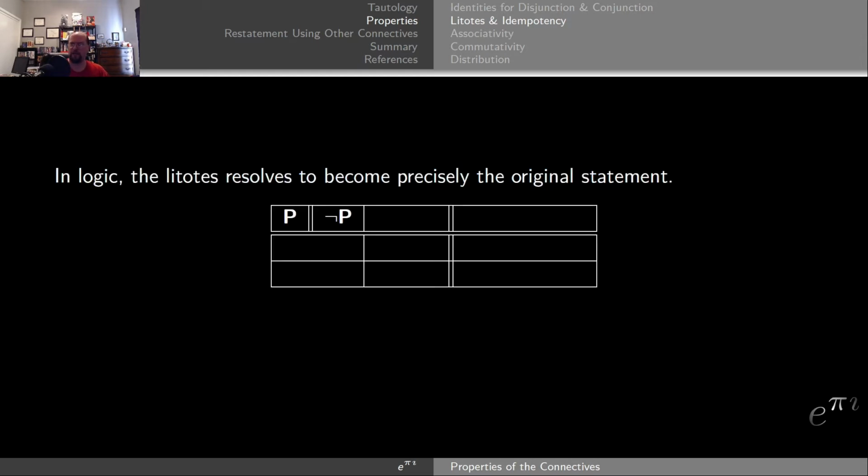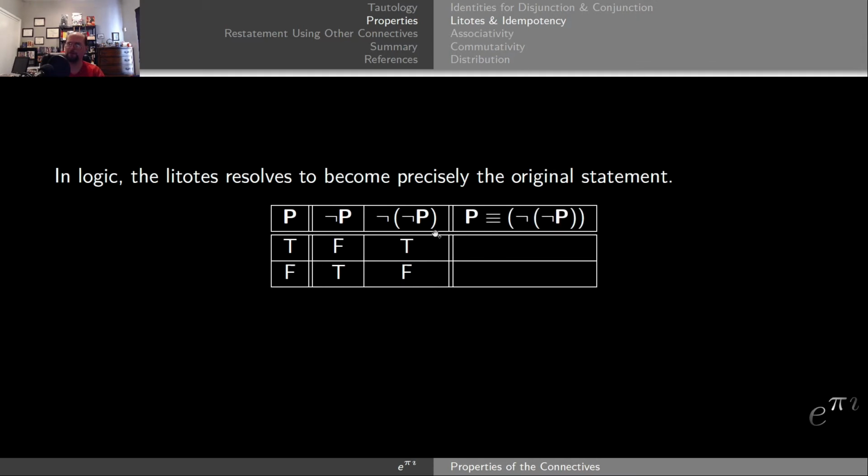So let's actually take a look at the truth table for this. If I have a proposition P, and I look at negation P, well, what happens is if P is true, negation P will be false. If P is false, negation P will be true. What happens if you negate again? Well, the false becomes true, and the true becomes false. And notice that the first column and third column now have the same values precisely.